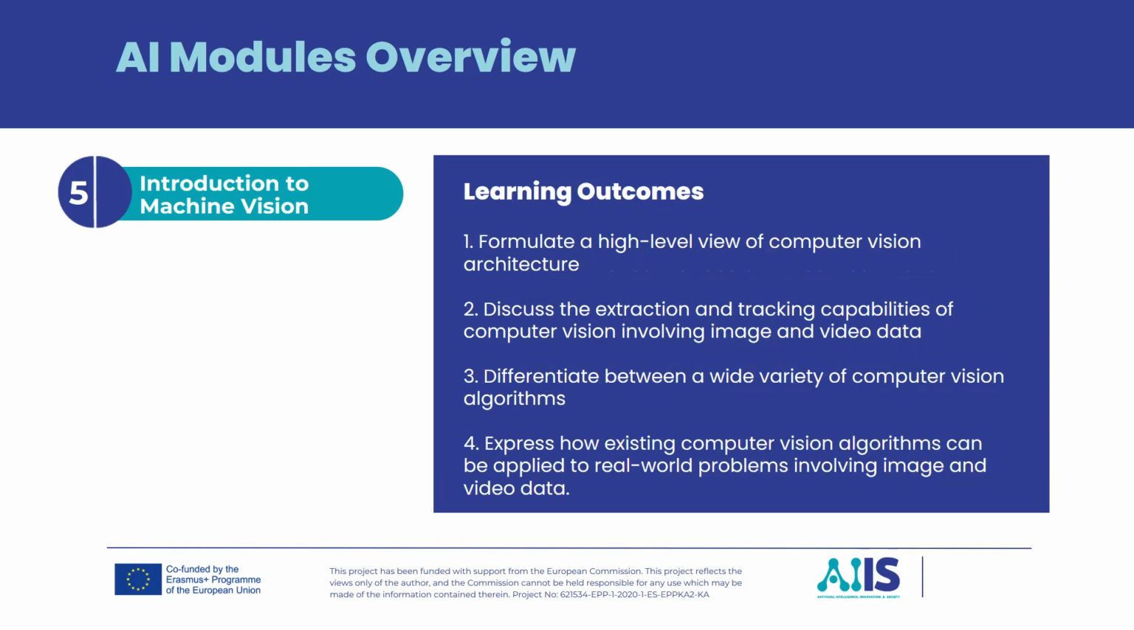The learning outcomes of this AI module are: 1. Formulate a high-level view of computer vision architecture. 2. Discuss the extraction and tracking capabilities of computer vision involving image and video data. 3. Differentiate between a wide variety of computer vision algorithms. 4. Express how existing computer vision algorithms can be applied to real-world problems involving image and video data.